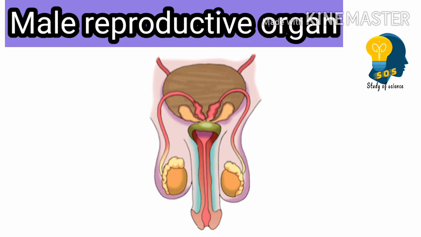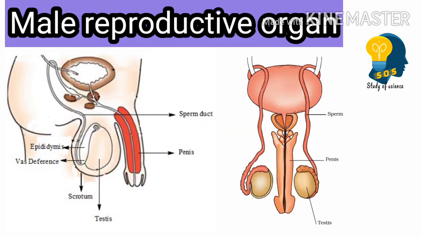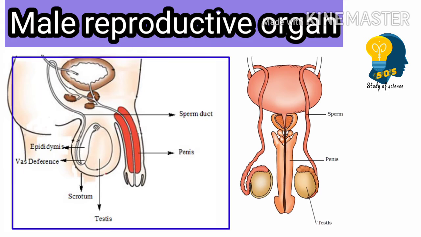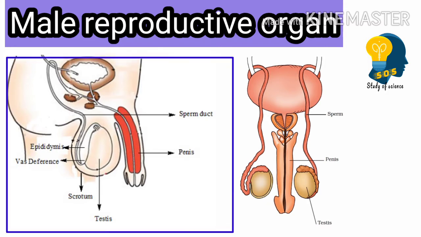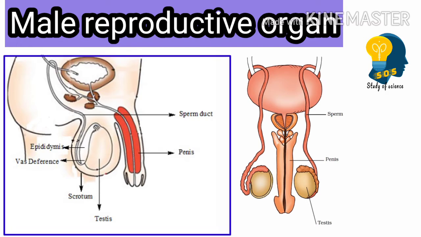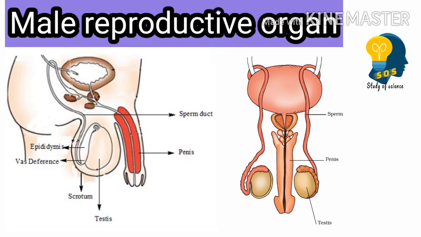This is how the human male reproductive organ looks. If we look at this structure, there are many parts present in the male reproductive organ, and all these organs directly or indirectly help in reproduction. I repeat, all the parts present in the male reproductive organ directly or indirectly help in reproduction. When does reproduction take place? Reproduction takes place when there is the fusion of male and female gametes. You know this, right?